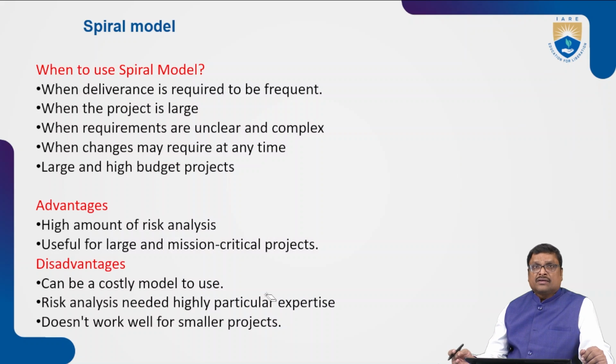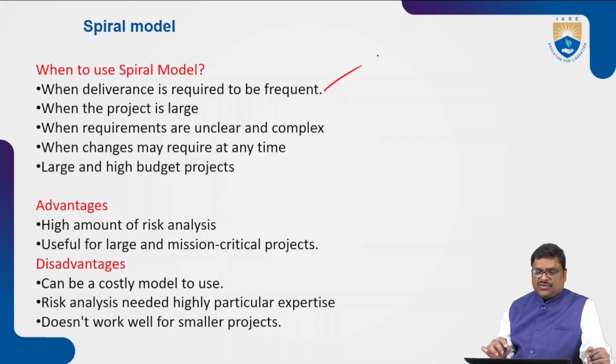Then, when is the spiral model used? When deliverables are required very frequently, that is, releases are very frequent, we recommend the spiral model. When the project is large, the size of the project is large, we can recommend the spiral model. When the requirements are unclear and complex, meaning there is ambiguity in the requirements and the requirements are complex.